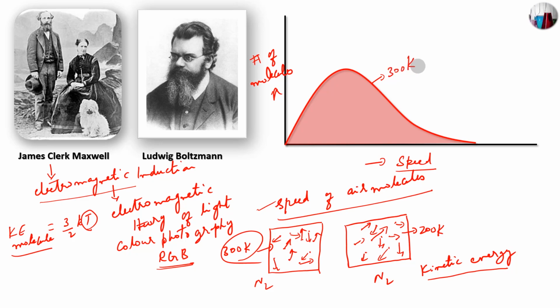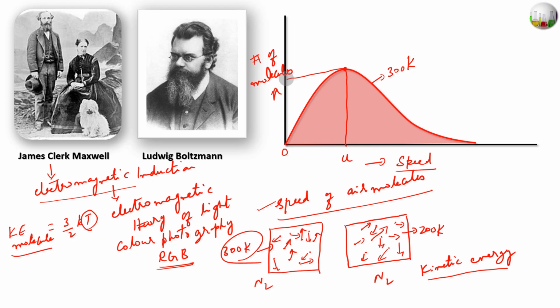So what do you notice in the graph? The graph starts at 0, both are 0. The speed is 0 and the number of molecules is 0. And as you find more and more molecules, you get more and more speed until you reach this point. At this point, you get some particular speed, but this speed is unique because this is the speed that the maximum number of molecules have.